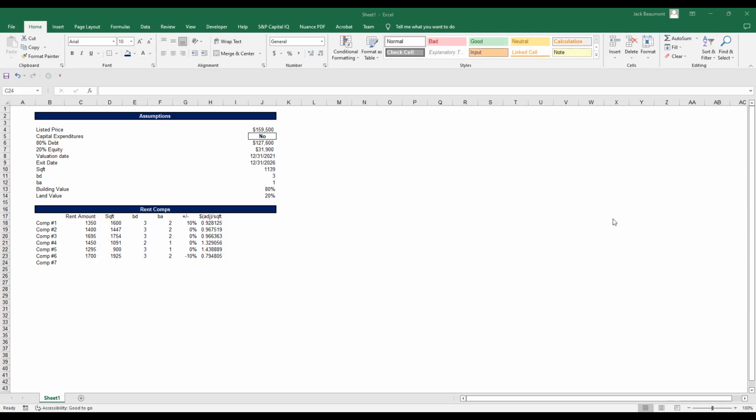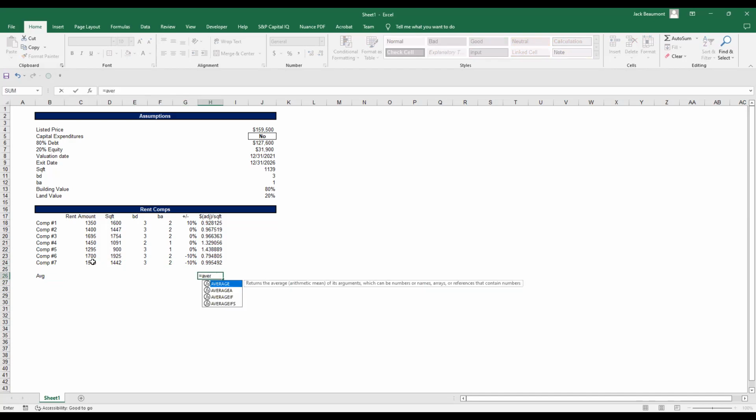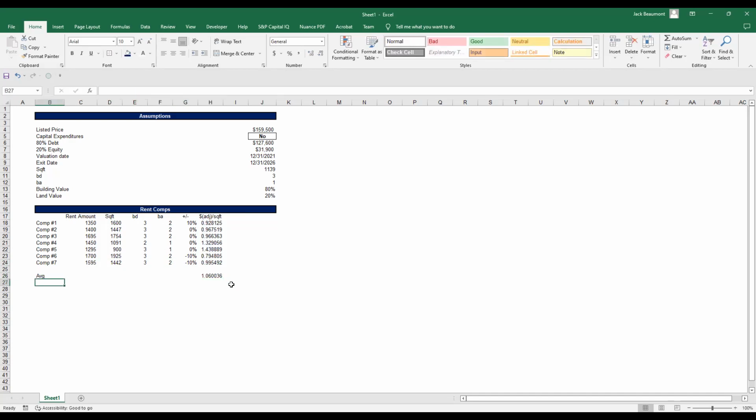Okay, here's another one. So I've got 1595, and it's 1442, 32, make it negative 10%. Okay, got that there. And so we're going to do average. So it's equals the average of all these. Okay, so the $0.06 there.